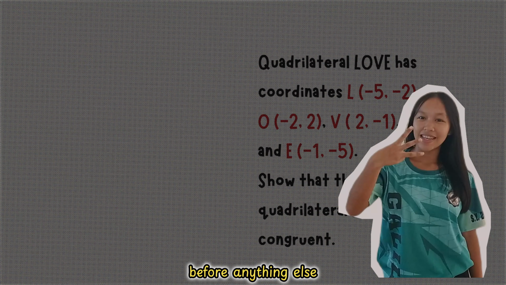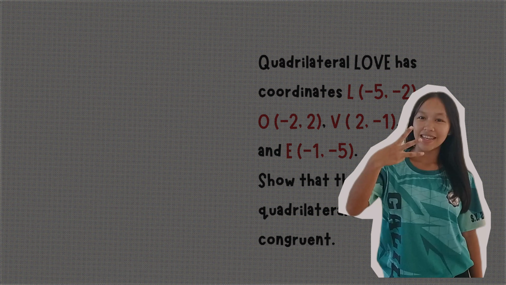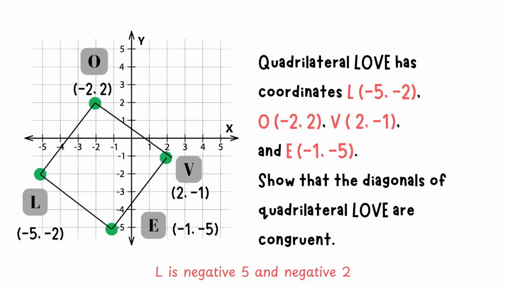Before anything else, let us illustrate this first using the Cartesian plane. L is negative 5 and negative 2. O is negative 2 and positive 2. V is positive 2 and negative 1. And E is negative 1 and negative 5. If we connect the points, it forms a quadrilateral. So we need to prove that the diagonals of this quadrilateral are congruent.